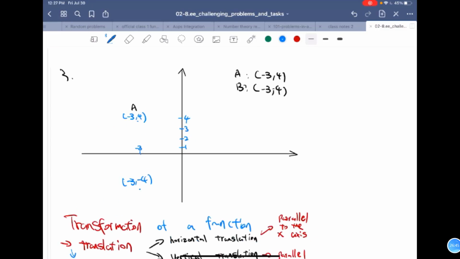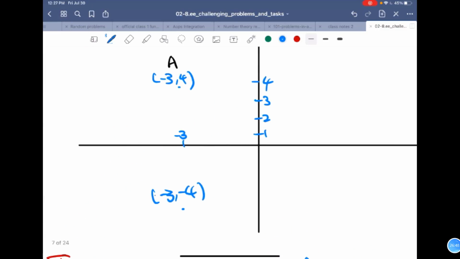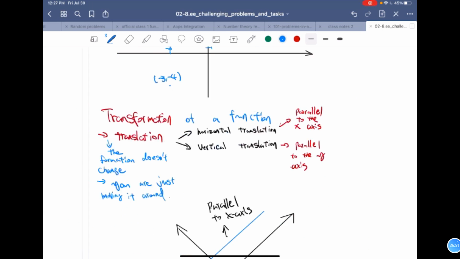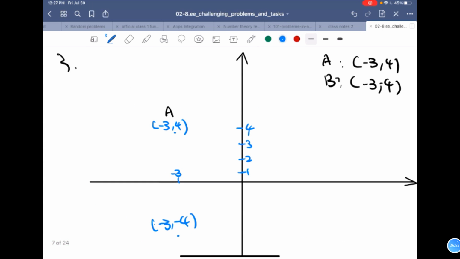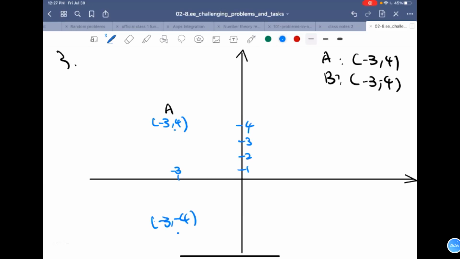Ryan, how would you describe this transformation in terms of reflection? Is Ryan here?